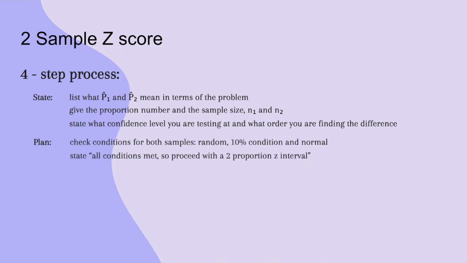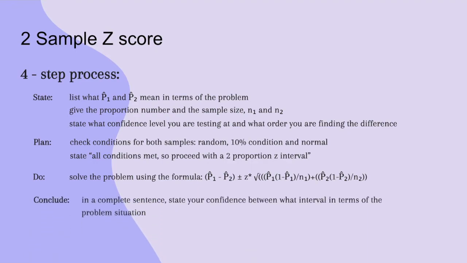and then what order you're finding the difference, whether it be p1 minus p2 or p2 minus p1. For the plan step, you're going to check the conditions that we mentioned in the last slide: random, 10%, and normal. Once all of those are met, you're going to say all conditions are met, so proceed with the two-proportion z interval. For the do step, you're going to solve the problem using the formula. And then for the conclude step, in complete sentences, you're going to state your confidence interval in terms of the problem situation, the confidence level that you tested at, and a little detail about the problem and where your numbers are coming from.